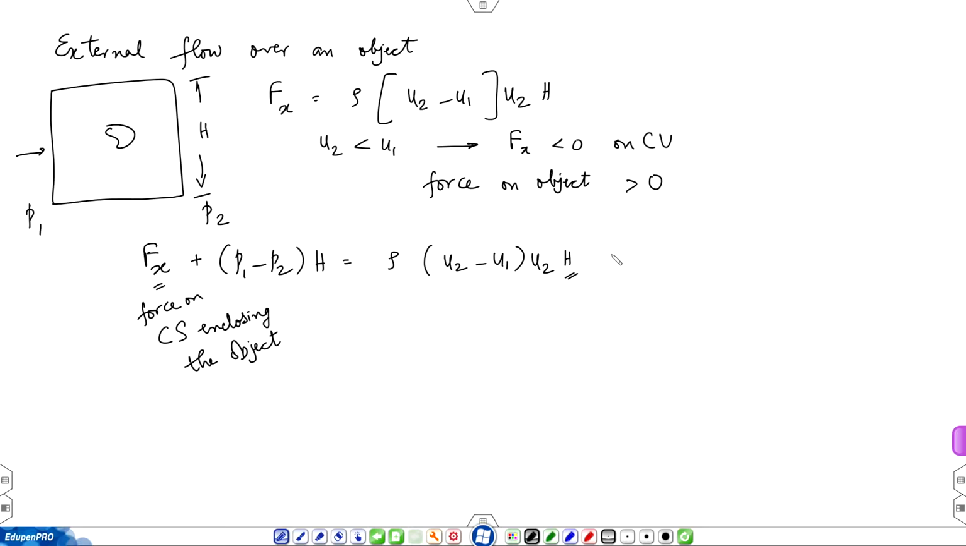So, if I make h larger, will F x become larger? You can have a quick kind of a response to it, but you will realize that as h increases, this u 2 minus u 1 will decrease. So, more or less u 2 minus u 1 times h will be nearly constant. So, it does not depend on the choice of h. Okay.